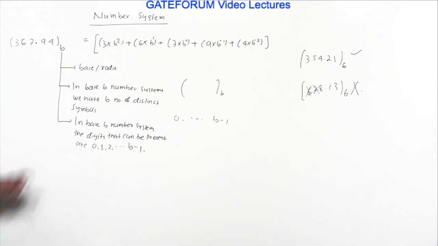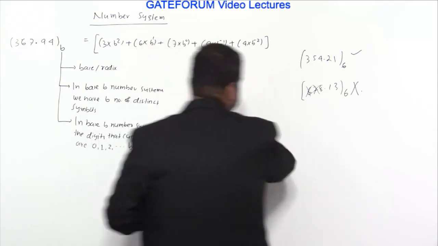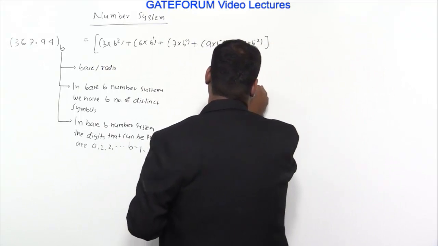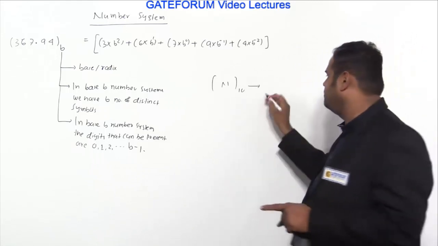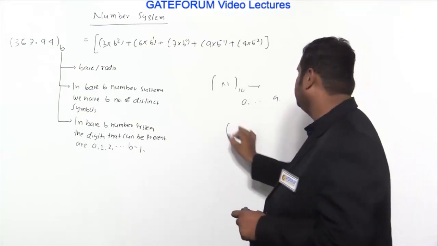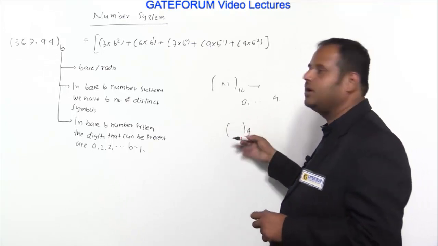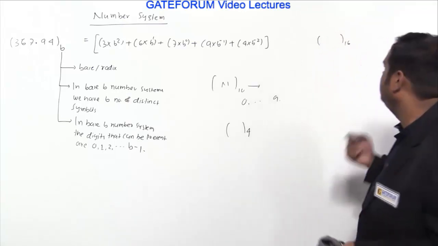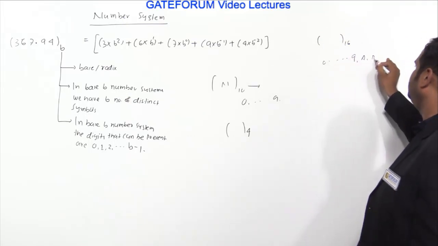Now coming to the justification of the first point: in a base B number system, we have B number of distinct symbols. The meaning is, if I am using a base 10 number system, then it can have 10 different symbols, ranging from 0, 1, 2, 3 like this up to 9. You don't have anything else beyond it. If I am using base 4, I have 4 distinct symbols like 0, 1, 2, 3, that's all. If I am using base 16, I can have 16 different symbols, and in base 16, the symbols we use are 0, 1, 2 like this up to 9. Then we have A, B, C, D, E, F.